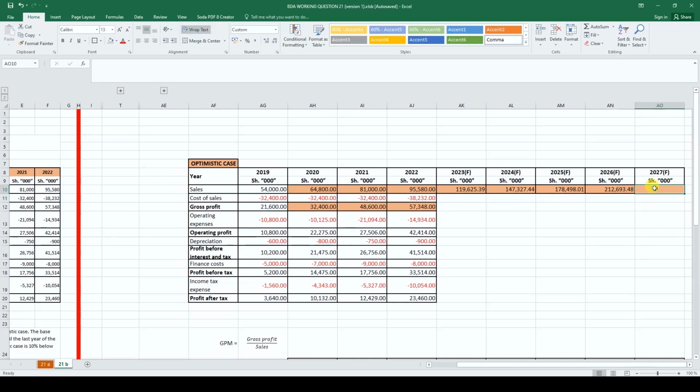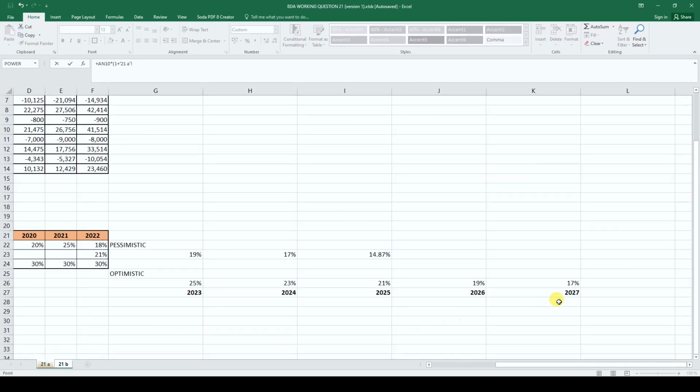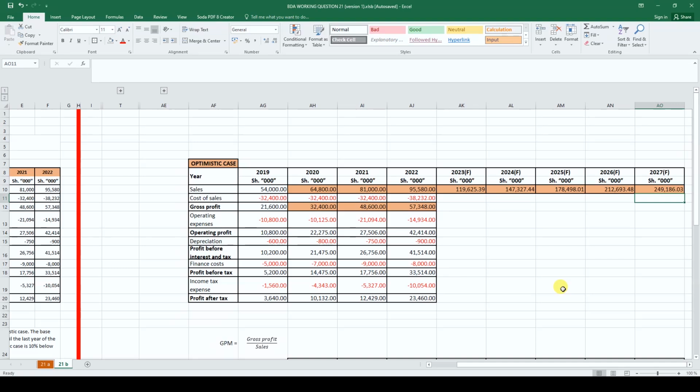And then we press plus that value times, open the brackets, 1 plus what? We are picking 2027. Come back over here, 2027 is 17%. It's not reached the threshold of 15%. Like that, we close the brackets, and we press enter, and that gives us the revenue under the optimistic case. How about cost of sales?